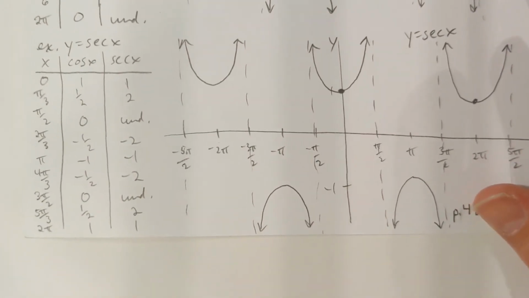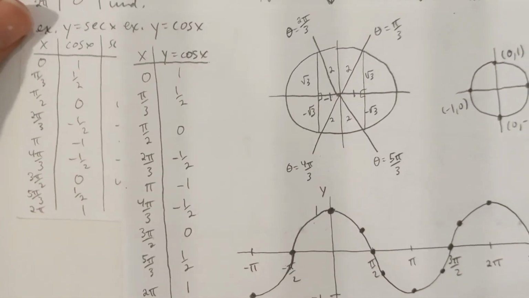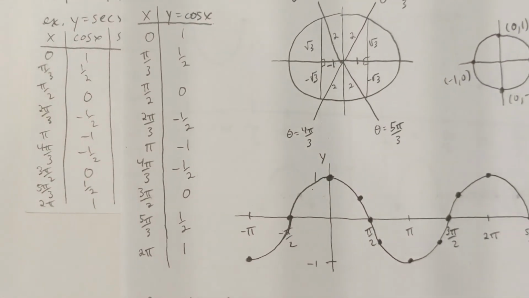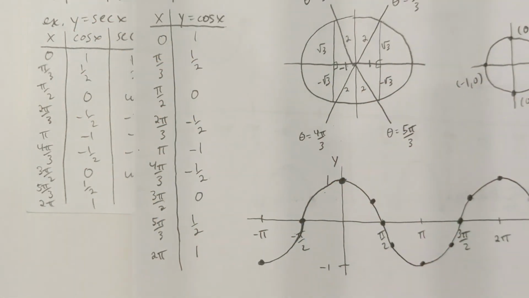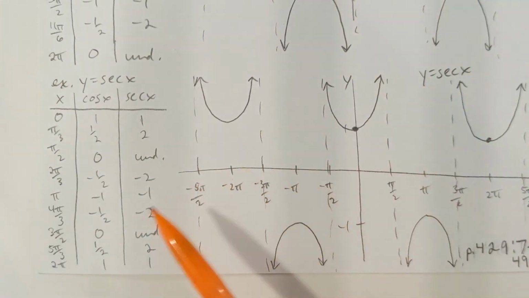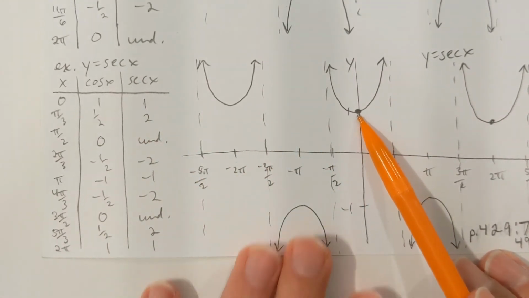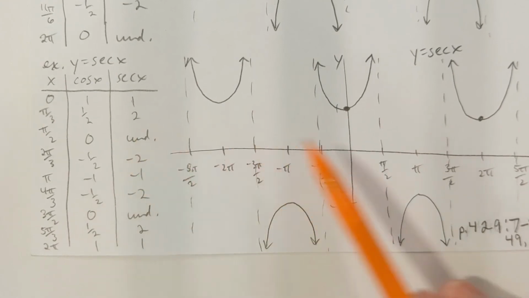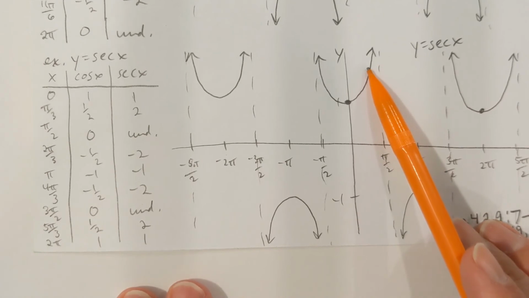And lastly, if you have y equals secant x, we have already drawn the graph of y equals cosine x, and that was in the last video, the last section. Here, again, I'm using the same table that was there from before, and you can see the values that we've already got there. And I'm just simply taking the reciprocals of those numbers. Okay, so I can see (0, 1) on the graph of y equals secant x, (pi over 3, 2) would be about right there.